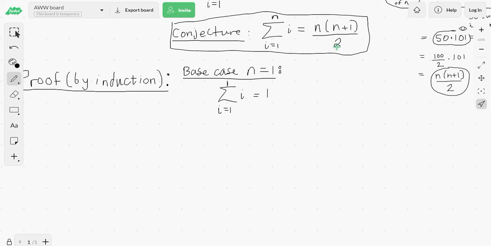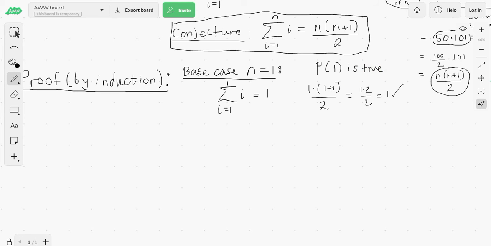So let's see, if we plug in 1 for n into this formula, if we compute 1 times 1 plus 1 over 2 on the right-hand side, we check that we get the same value. We get 1 times 2 over 2, which is just 1. So we've established the base case. We've shown that this formula is correct when n equals 1. In other words, another way of saying that is we've shown that P of 1 is true.